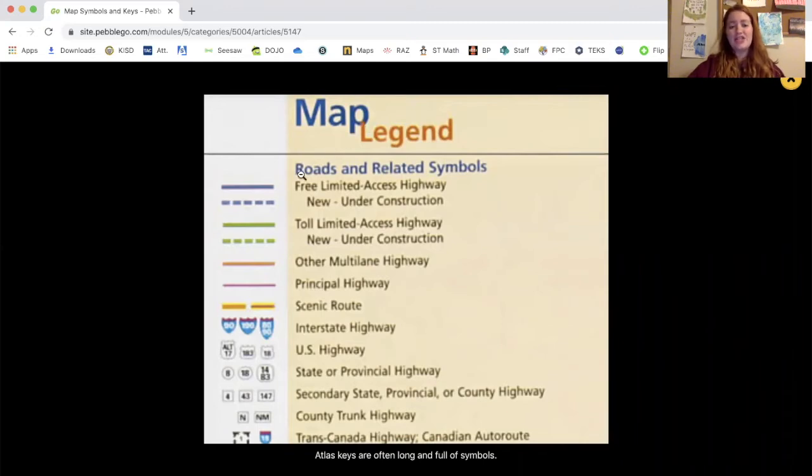On this map legend, it tells me different types of symbols I would see. And it looks like roads and related symbols. These are all different types of streets I would see. Let's see, this blue line would be a free limited access highway. Not sure what that means, but if I saw it on a map, I would see it. Oh, and then I have a toll limited highway, other multi-lane highways. I see a couple more special signs down here. So even if I don't know what all of these mean, when I see it on a map, I can use this map legend to help me recognize these symbols.